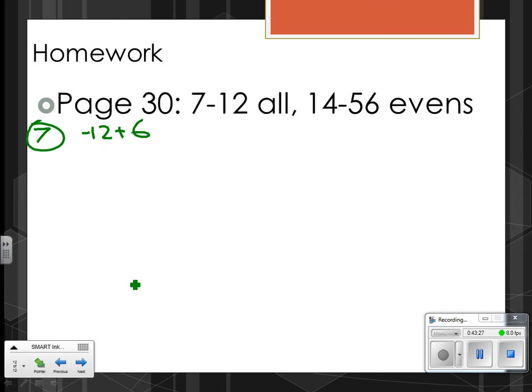And then what do I do to those after I add them? Divide by 2. So negative 12 plus 6 is? Divided by 2? Negative 1. There's my answer. Number 8, same idea. Where's B at? So 0 plus 18 divided by 2 would just be 9. Where's that answer?